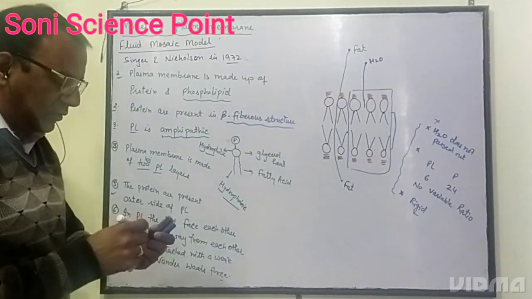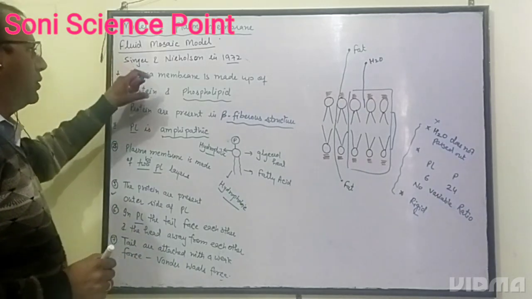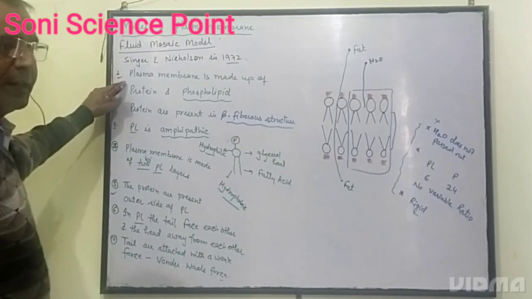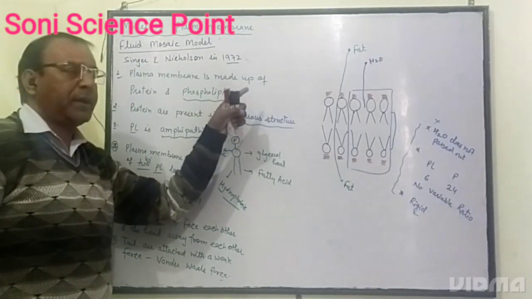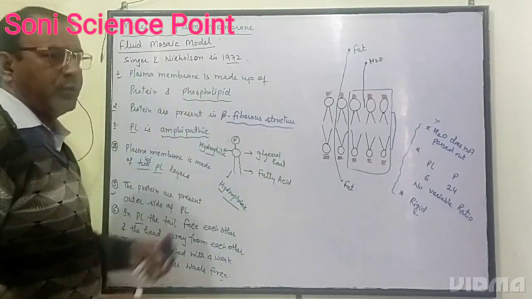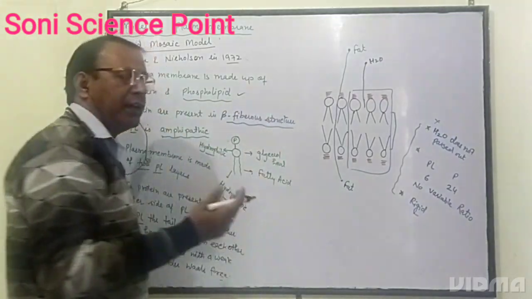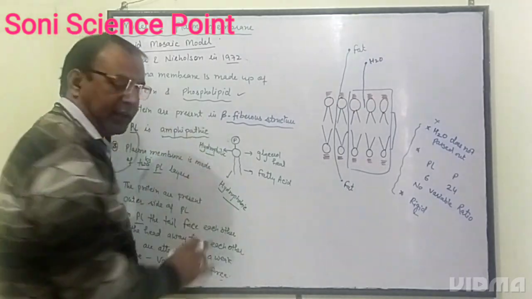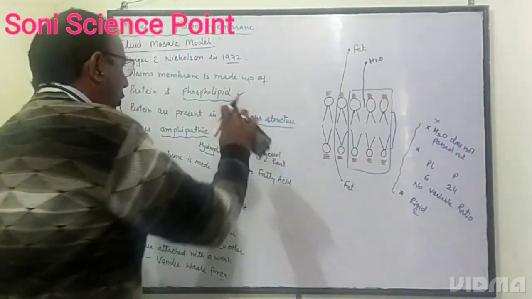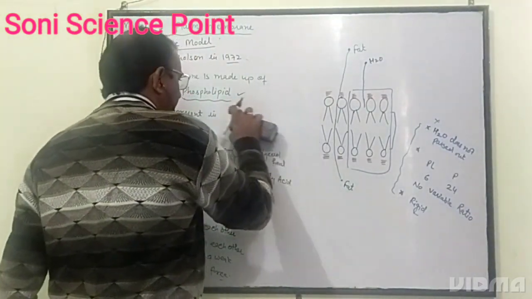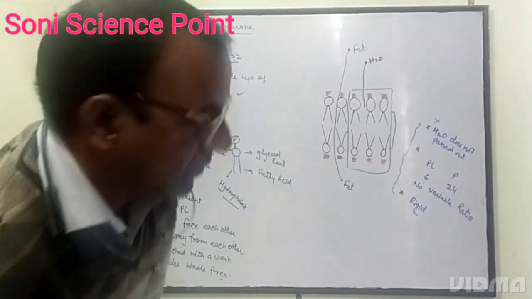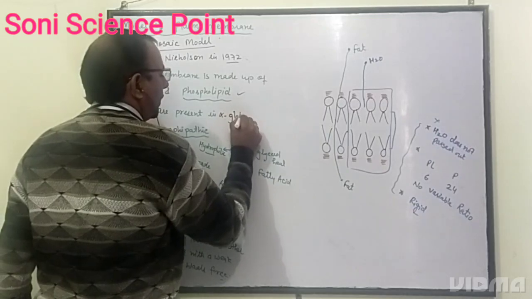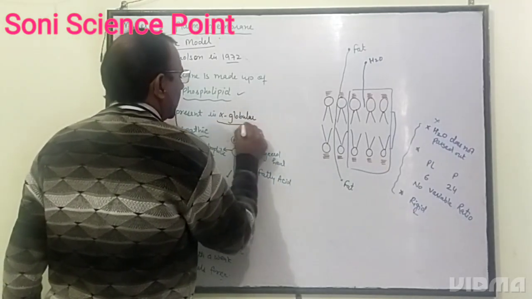What were the features of Singer and Nicholson's fluid mosaic model? They also showed that the plasma membrane is made up of protein and phospholipid, as according to Danielli and Davson. Proteins are present in alpha globular forms, just as Danielli and Davson proposed.